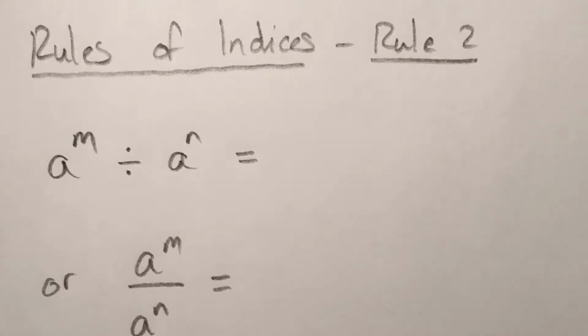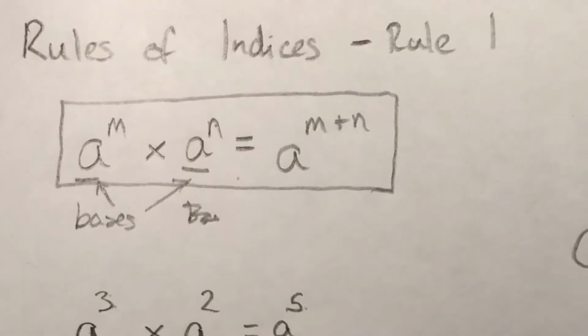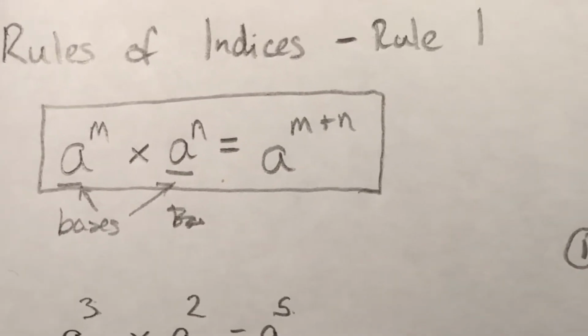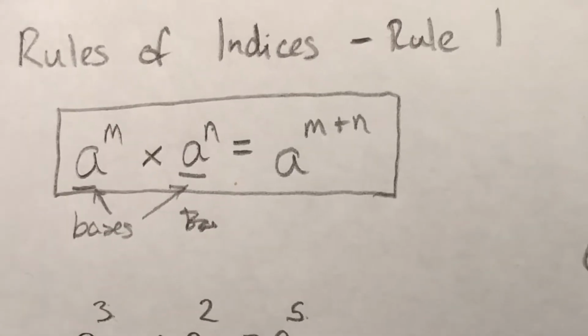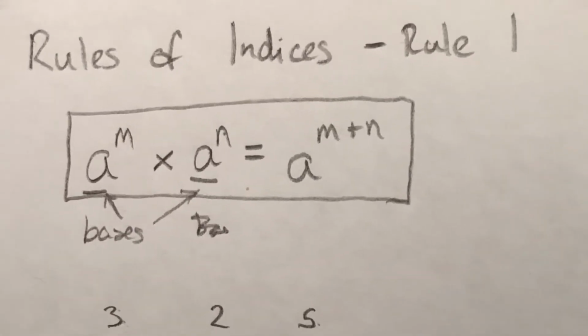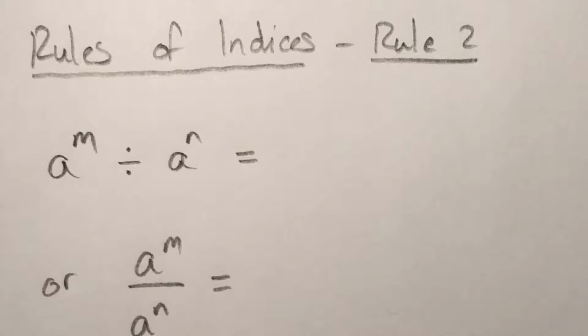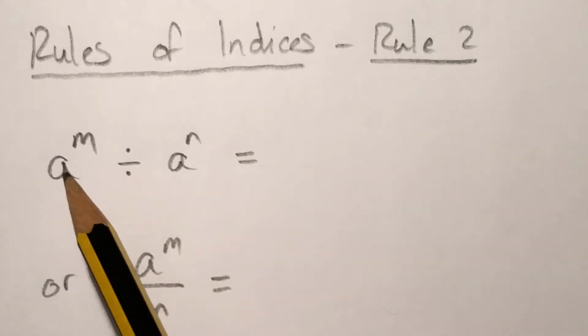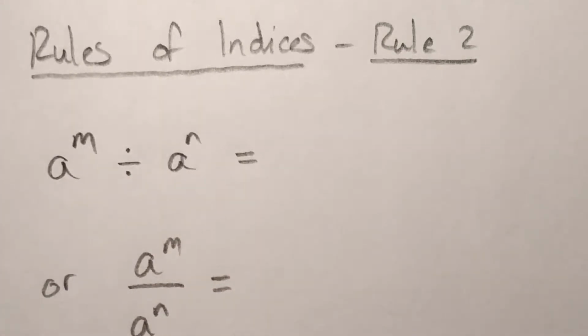In this video, we're going to be looking at the second rule of indices. In the first one, we discovered that 8 to the power of m times 8 to the power of n is 8 to the power of m plus n. We just add the two powers together. In this next video, what we're looking at is what happens when we divide one by the other.